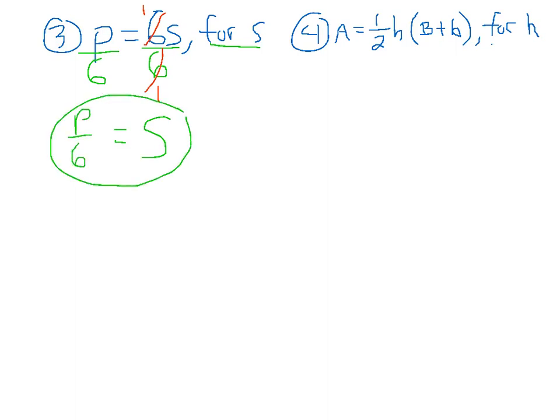divided by 6. In number 4, we have A equals 1/2 times h times the quantity capital B plus lowercase b. We want to solve it for h. To undo this multiplying by 1/2, first of all I'm going to rewrite it because I need more space. So we've got this equation. To undo this half, or make it 1, we need to multiply both sides of the equation by 2.